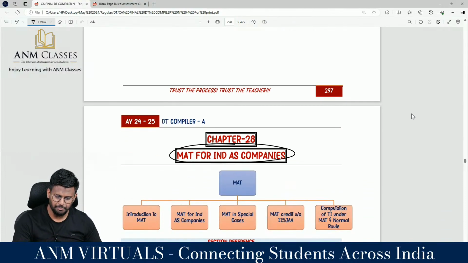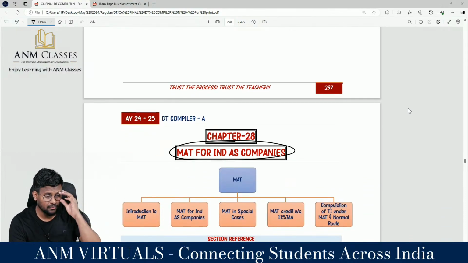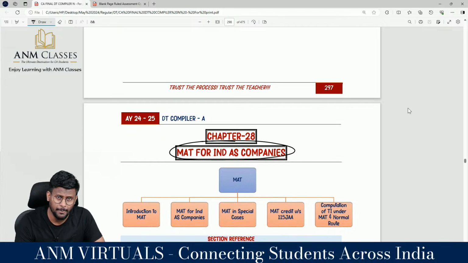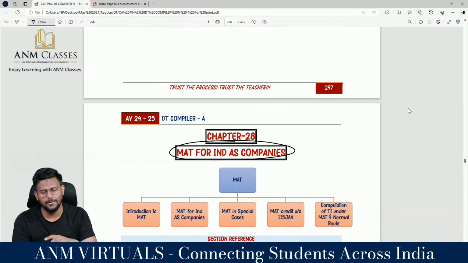We are doing MAT. In that, we have done the normal MAT question. That means we have studied and analyzed the format of the MAT. Net profit as per P&L account. Add items covered under Explanation 1 to Section 115JB subsection 2. That is, IRS will get depreciated.